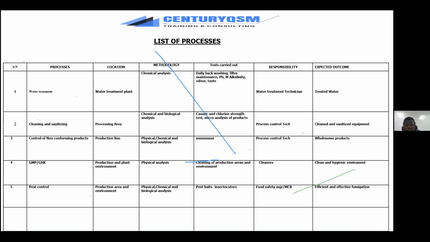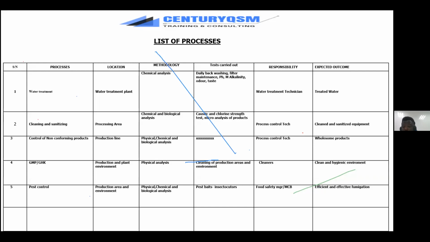For your prerequisite program, I actually put something very, very important: you need to list all your processes. For example, water treatment is a prerequisite program. Why? Because your water is actually a semi-finished product which goes into your finished product. For the production floor, water is semi-finished. For the water treatment man, water is his own finished product. So the water treatment process is a prerequisite program.